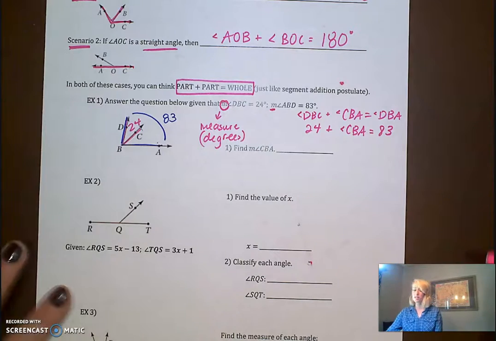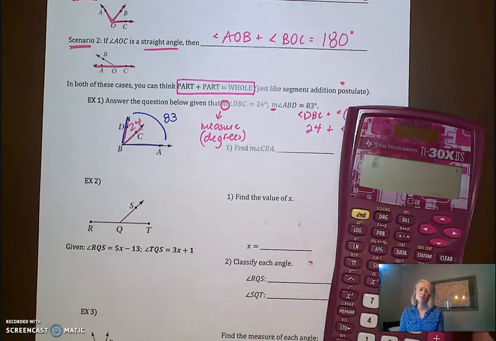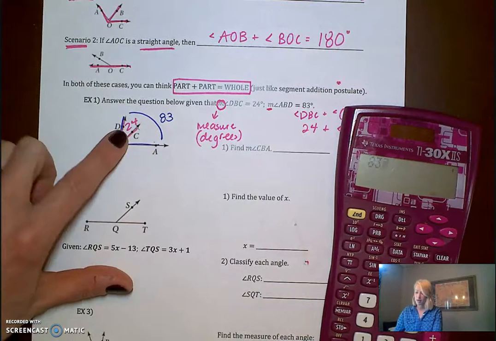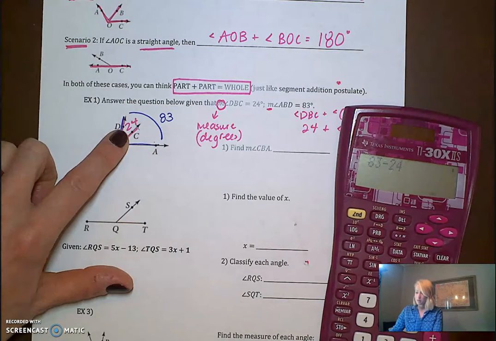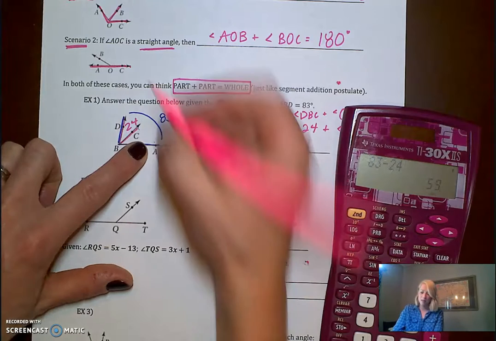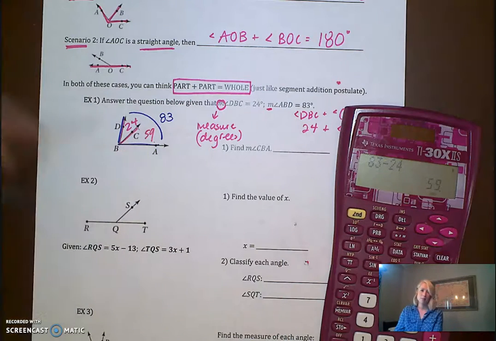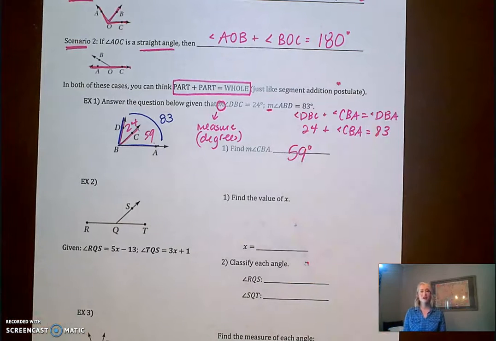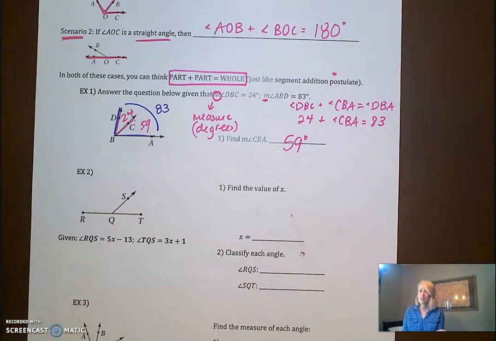A lot of us probably wouldn't even need to write that down. We maybe would just pull out our calculator and say, if I do the whole thing minus this part, whatever's left over is going to be that other angle. And it is. You'll hear me say this a lot: do not overcomplicate things. It's not worth it. So the answer is just 59.